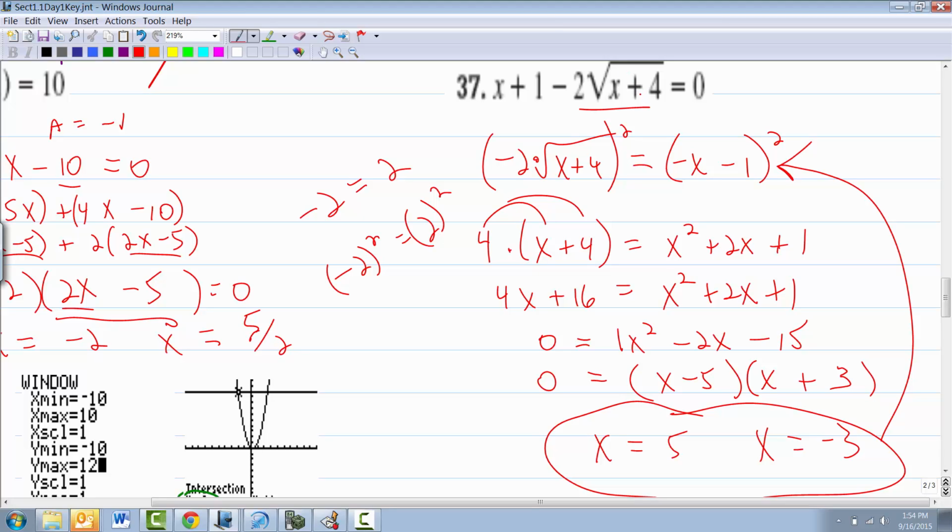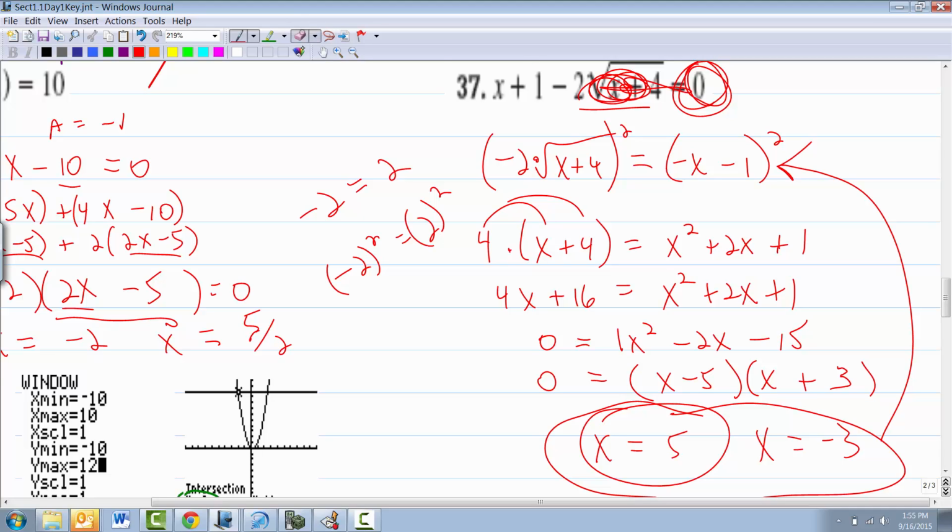What's the square root of 9? 3. 3 times 2 is? 6. Hold 6 in your head right here. What's 5 plus 1? 6. What's 6 minus 6? 0. Circle it. And then let's do it again because it's fun.